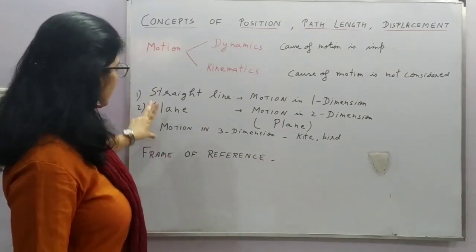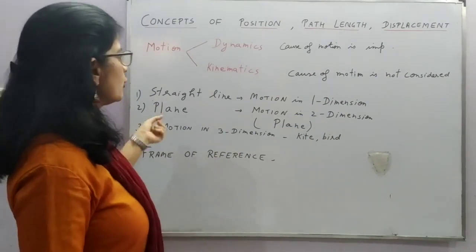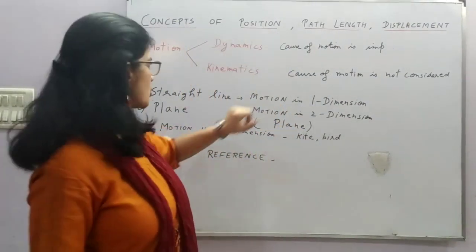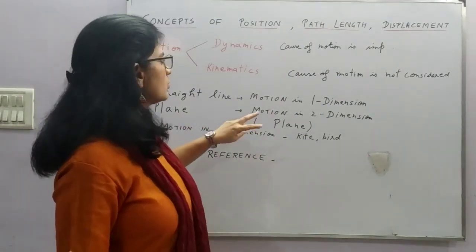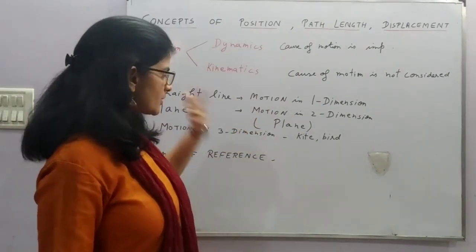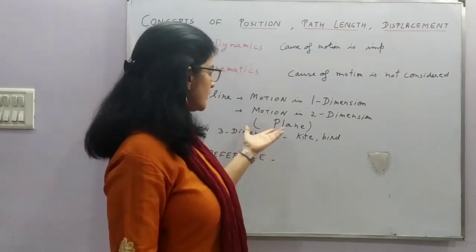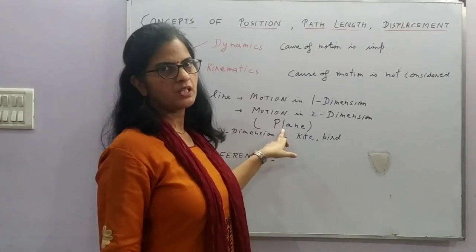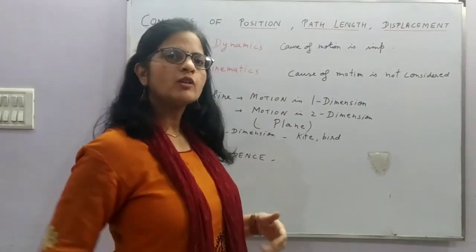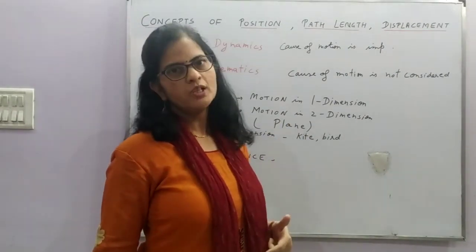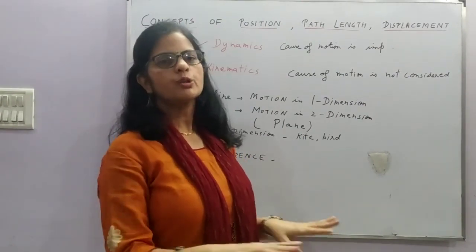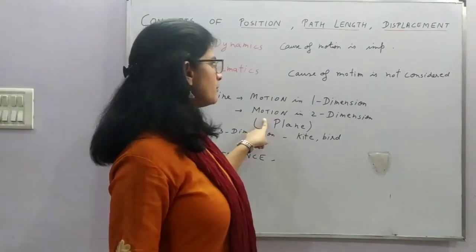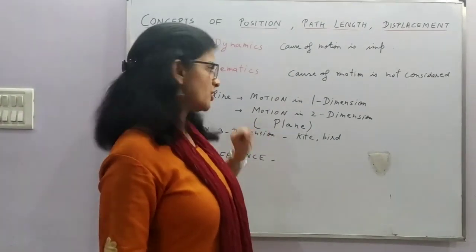Then we have three ways of studying motion. If the motion is along a straight line, then we have motion in one dimension. If the motion is explained using two coordinates, then it is called two-dimensional motion, also called motion in a plane. For example, when you move out of your house to reach your school, you take different roads, but all those roads are on the same plane. So that motion can be considered as motion in two dimensions.